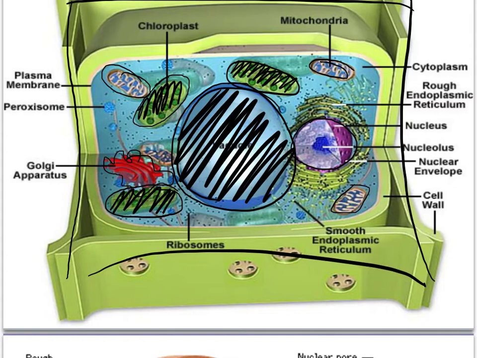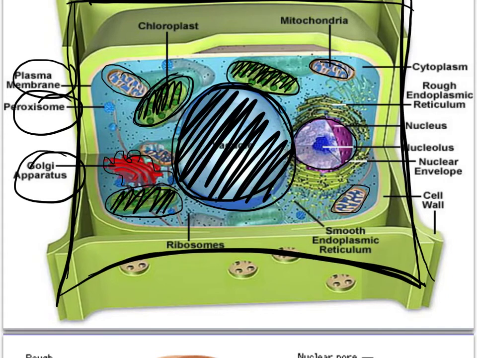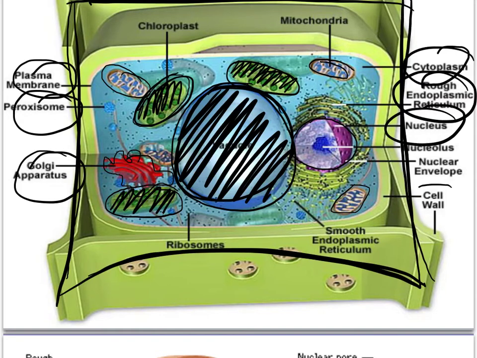So, in review, the main things a plant cell has that an animal cell does not are a square-shaped cell, a central vacuole, and chloroplasts. Other things that they have in common are the Golgi apparatus, peroxisomes, plasma membrane, cytoplasm, rough ER, nucleus, smooth ER, and so on.